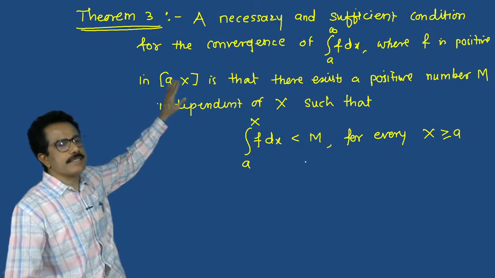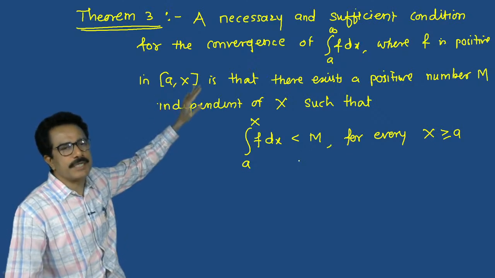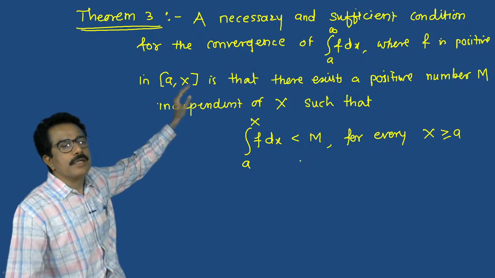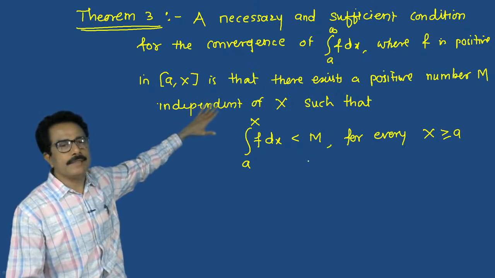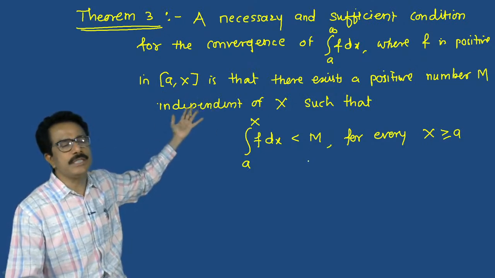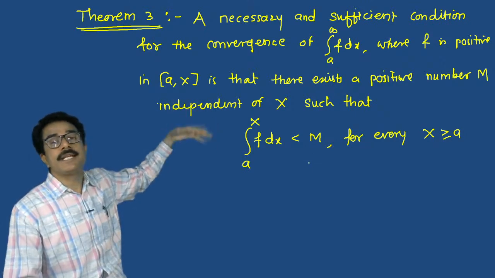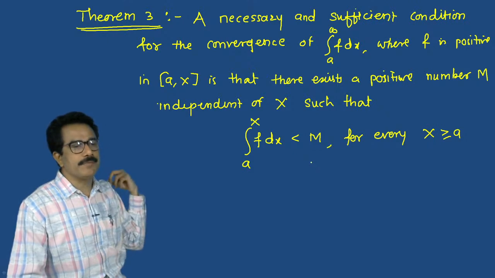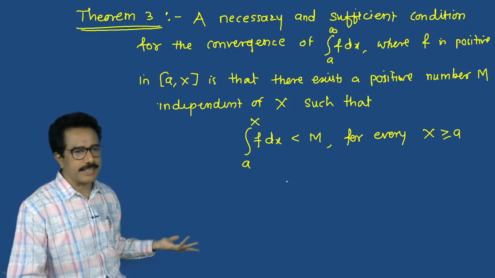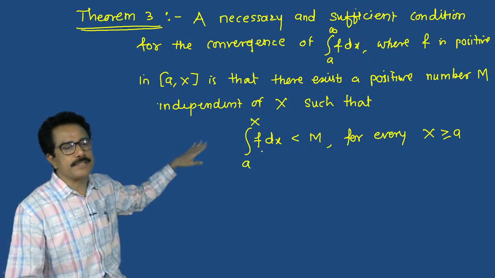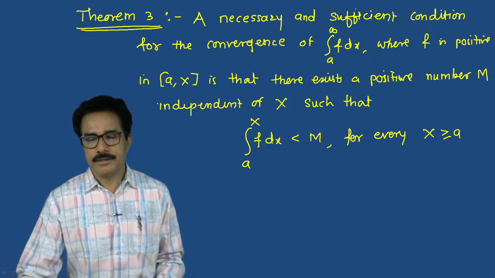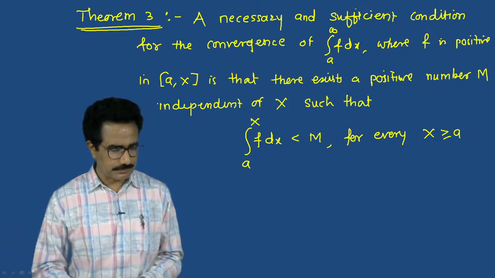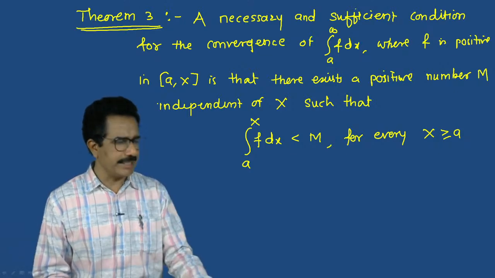This is the statement of the theorem: a necessary and sufficient condition for the convergence of the integral from a to infinity of f dx, where f is positive in the closed interval a to x, is that there exists a positive number M, which is independent of capital X, such that the integral from a to capital X of f dx is less than M. If this condition is satisfied, then we can say that the given integral is convergent. This is a very simple theorem. So I can write the proof.